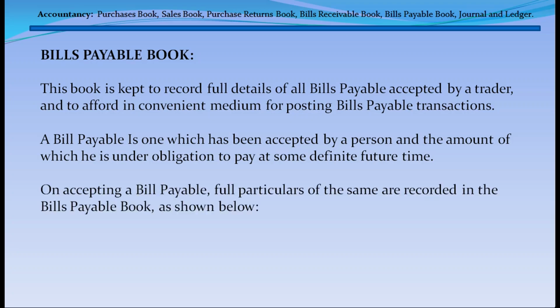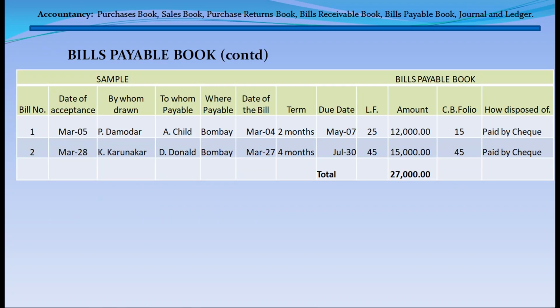When on accepting a bill payable, full particulars of the same are recorded in the bills payable book as shown below. Sample bills payable book contains bill number column, date of acceptance column, by whom drawn column, to whom payable column, where payable column, date of the bill column, term column, due date of the bill column, ledger folio column, amount of the bill, CB folio column, how it is disposed of in the remarks column.